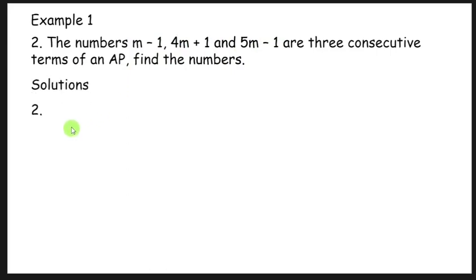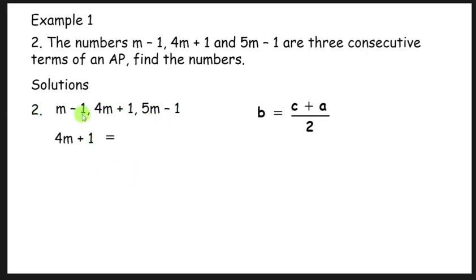So we are going to get these as the terms of the arithmetic progression, we know our formula should be b is equal to c plus a over 2. Then we'll get these as well. So here the middle term is 4m plus 1. So say 4m plus 1 is going to be 5m minus 1 plus m minus 1 over 2.